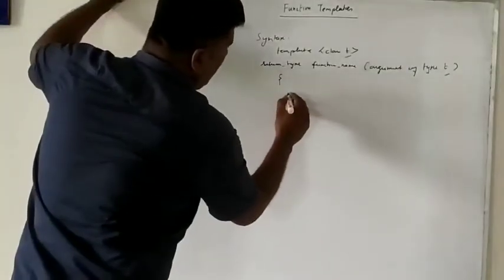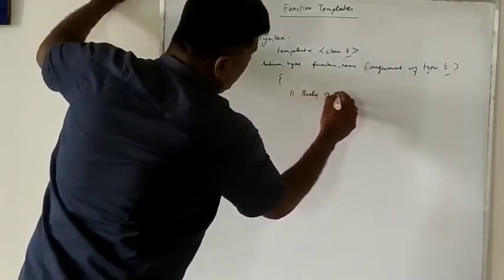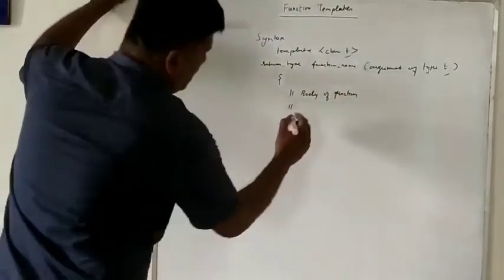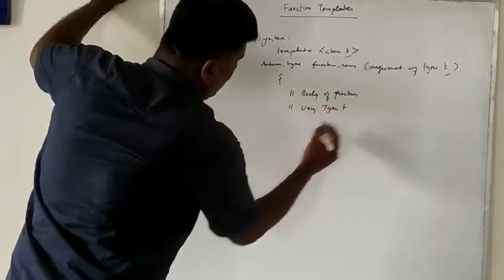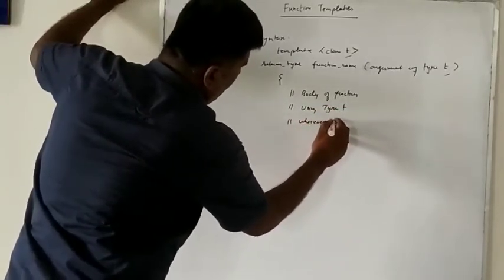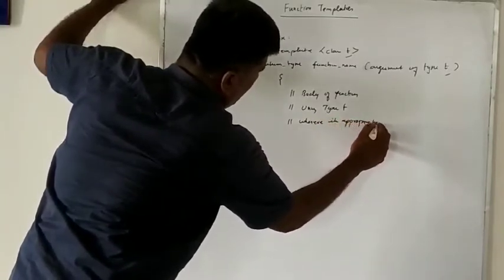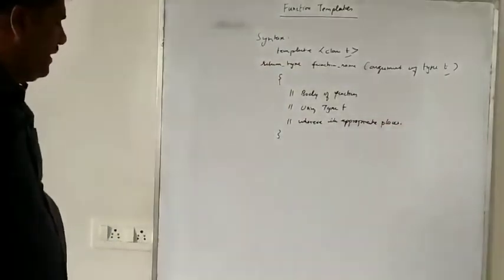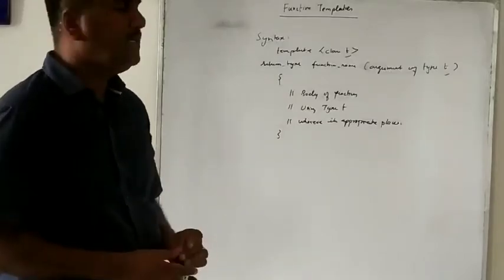Next, this is the function body. Next, use the type T whenever it's appropriate, in appropriate places. So this is the syntax of a function template.